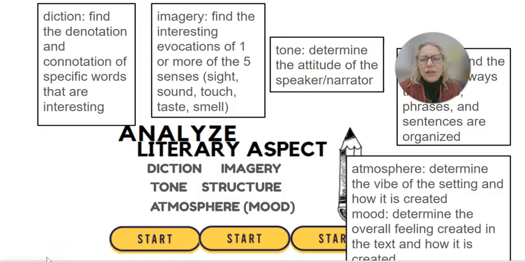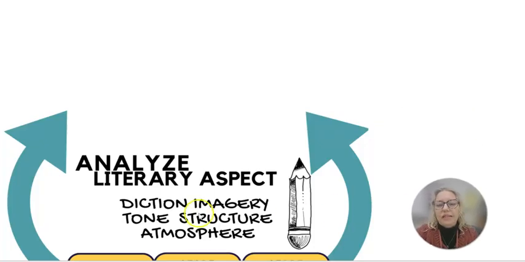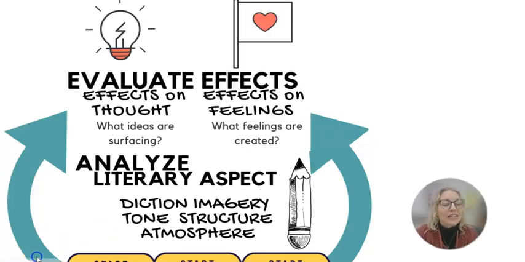After you pick them apart, that is when you move to the evaluation level, I guess we could call it. It's a skill as well. And so after you look at certain words that are used, certain images that are created, ways the sentences are organized, you're going to ask yourself this question: what ideas are surfacing from the words, the images, the tone, the structure, the atmosphere, the mood? What feelings are created? And when you answer those questions, that is when you are evaluating.